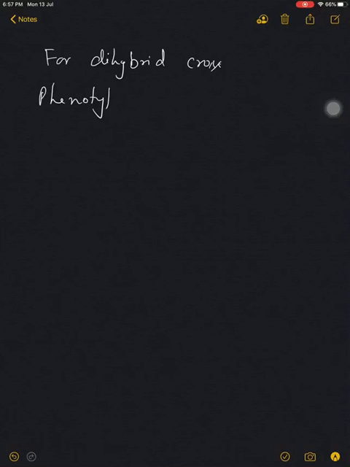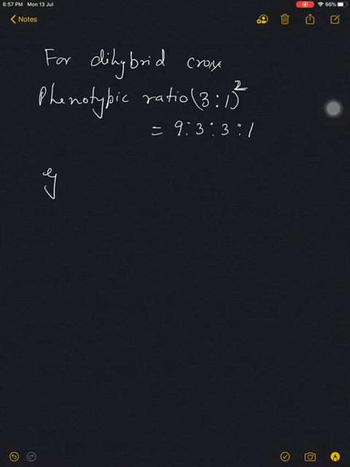See here, for dihybrid cross, phenotypic ratio is 3:1, and is here a square. What does it mean? 2 trait we are using here. So what will we get? Is equal to 9:3:3:1. Very simple.